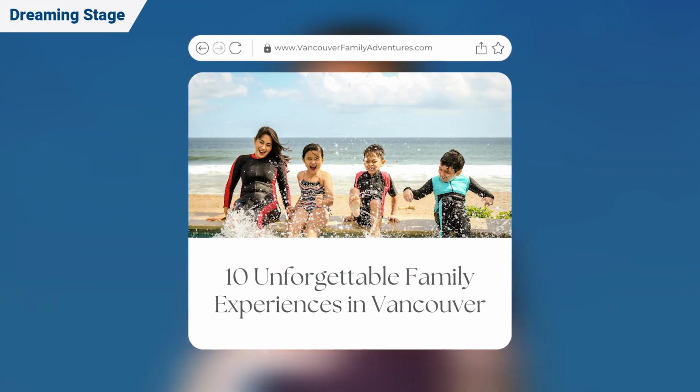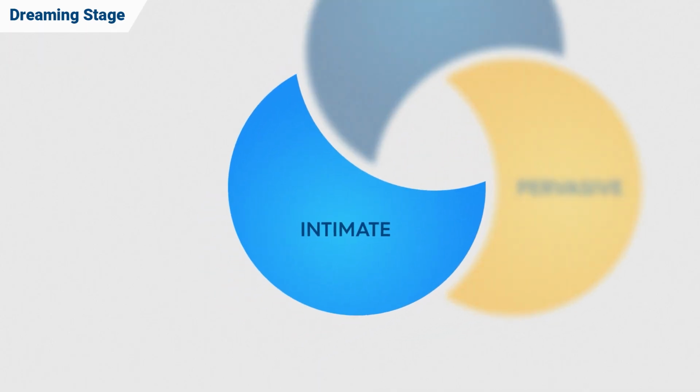Maybe we have a blog post that's focused on 10 unforgettable family experiences in Vancouver. It's going to have vivid descriptions and photos that highlight what a safe and family-friendly destination Vancouver is. Now, what about intimacy? How can we create more intimacy with that content that we were just talking about? This is the I in the VIP.